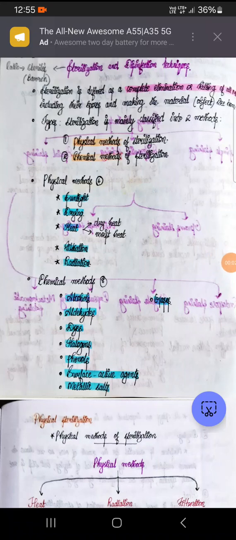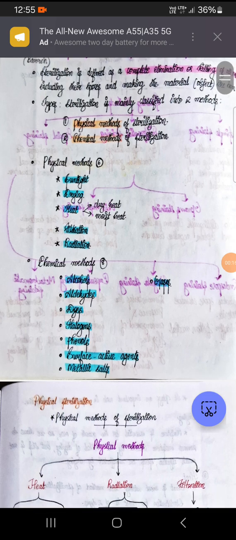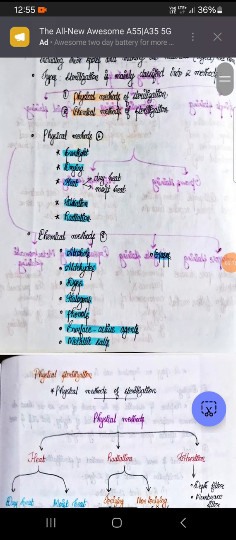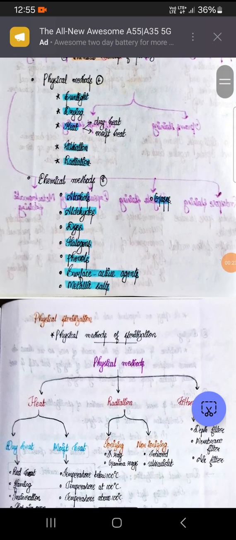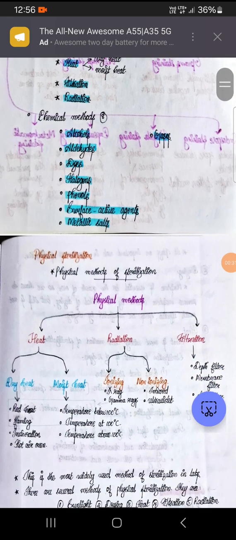Sterilization and disinfection techniques. Sterilization is defined as a complete elimination or killing of all microorganisms, including their spores, and making the material object free from them. Types: physical methods and chemical methods. Physical methods comprise sunlight, drying, heat, filtration, radiation. Chemical methods consist of alcohols, aldehydes, dyes, halogens, phenol, surface active agents, metallic salts, and gases.